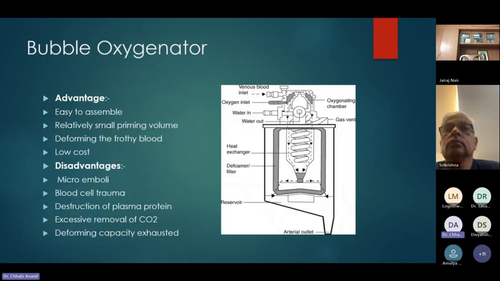Bubble oxygenator. The advantages of the bubble oxygenator are that it is easy to assemble, has a relatively small priming volume, defoams the frothy blood, and has low cost. Disadvantages are microemboli formation, blood cell trauma, destruction of plasma proteins, excessive removal of carbon dioxide, and the defoaming capacity getting exhausted.